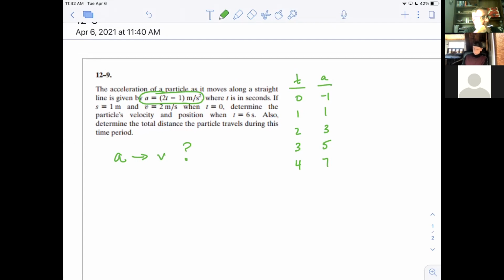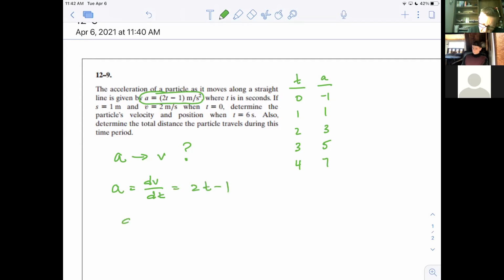Well, you got to take an integral. So you could do this from scratch. You could say a, we said, is the same as dv/dt. That's what acceleration is, the change of velocity with respect to time. And according to our formula up there, that's 2t minus 1.